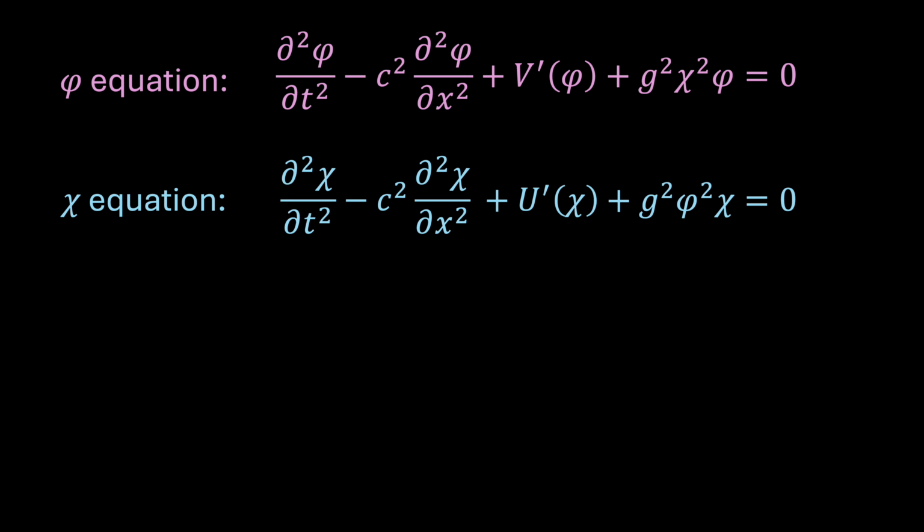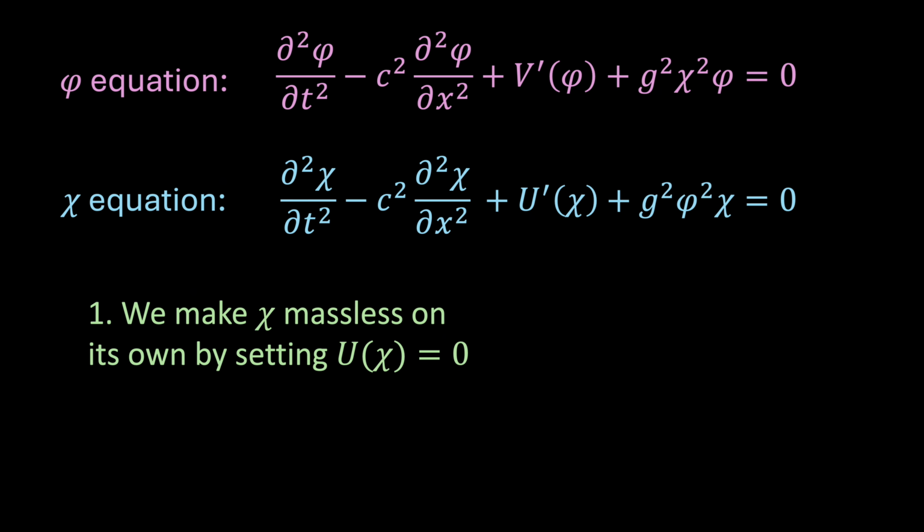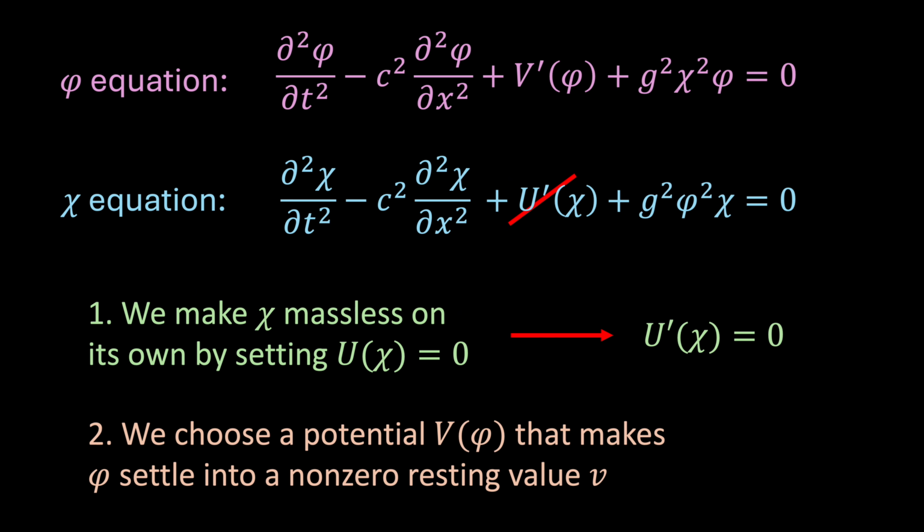And now comes the crucial step. To set up the Higgs-style mechanism, we make 2 deliberate choices. First, we take the chi field to be massless on its own by setting its potential u of chi equal to 0. In other words, we force the chi field to have no quadratic potential term, and hence no curvature, meaning no mass term, which means that by construction, the quanta of the chi field are massless. In this case, u prime of chi vanishes. Second, we choose a potential v of phi that makes phi settle into a non-zero resting value v.